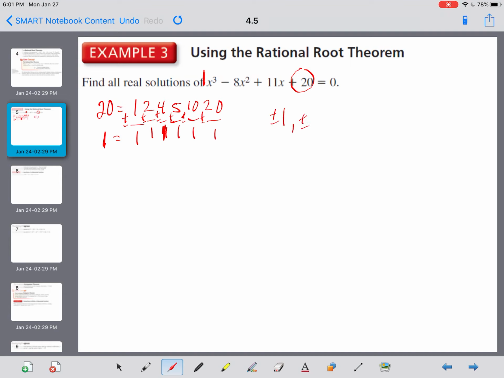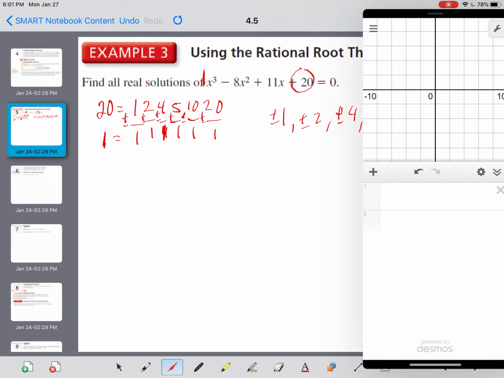If we didn't have Desmos, we could do synthetic division on these and find out which ones give us a remainder of 0, bringing in that factor theorem we just worked on. And we can figure out which ones are the actual roots of the equation.